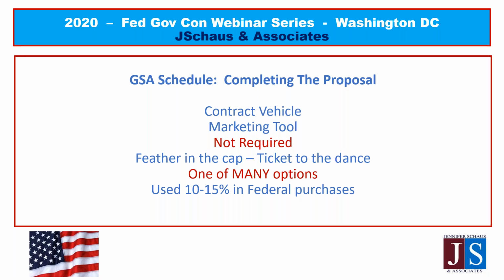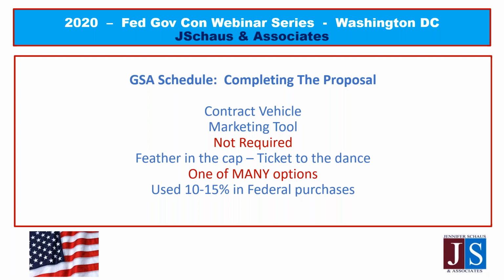So it's, as we say here, a feather in the cap or a ticket to the dance, but you're still going to need to find somebody to dance with. And that's really the most important part of having a reason to get onto the schedule. It is one of many, many options that the government has when they decide to make a purchase. And we're going to look at a pie chart that I've created that will hopefully make that a little bit more apparent. And it's only used about, in overall federal government purchases, roughly about 12% of the time.